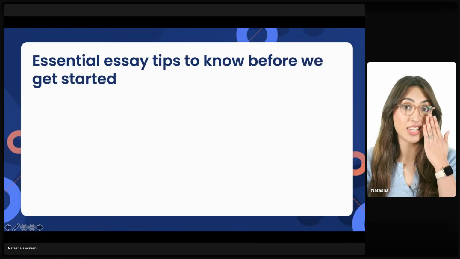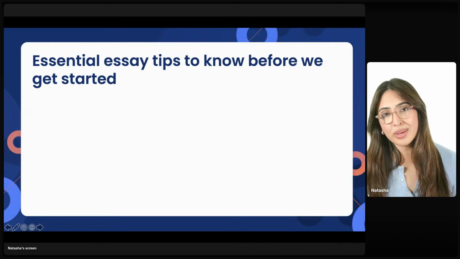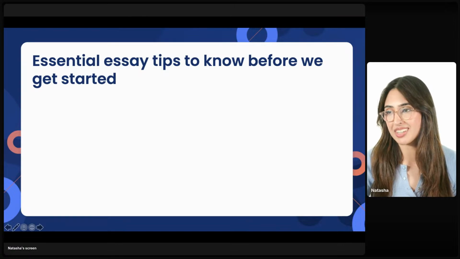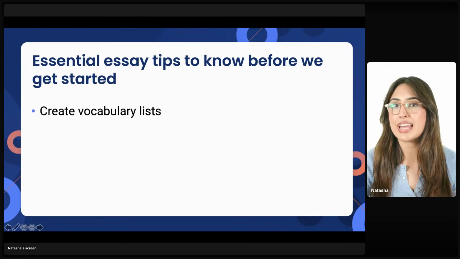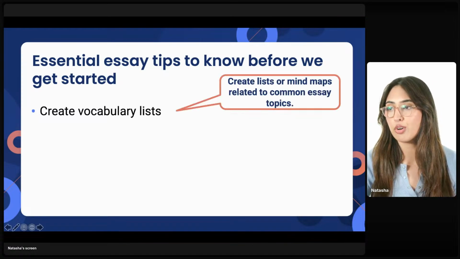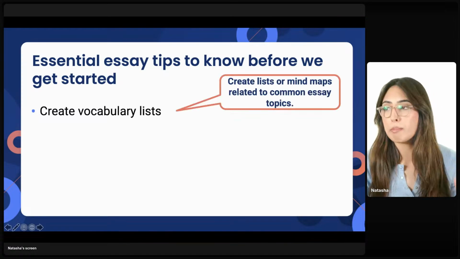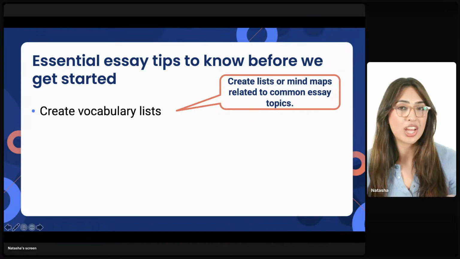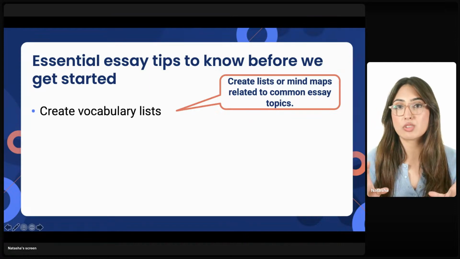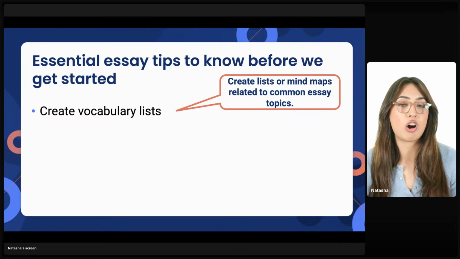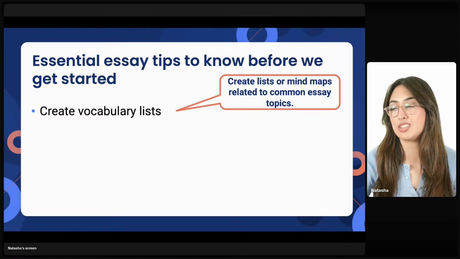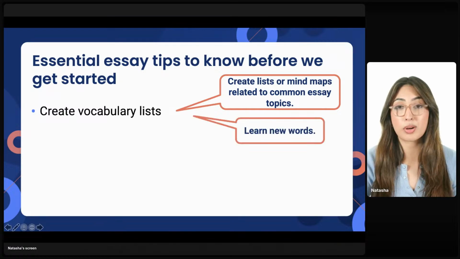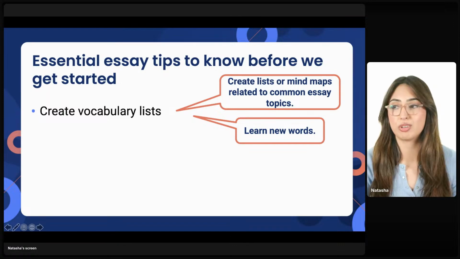Now here are the essential essay tips to know before we get started. We are going to look at them in depth in this lesson, but let's know them now before we jump into things. The first one is creating vocabulary lists. Creating lists or mind maps related to common essay topics is going to help expand your language and your vocabulary so that whenever you encounter any essay topic, you can feel confident that you have the appropriate vocabulary to do this. It also helps you learn new words, which is a really important part of English in general.